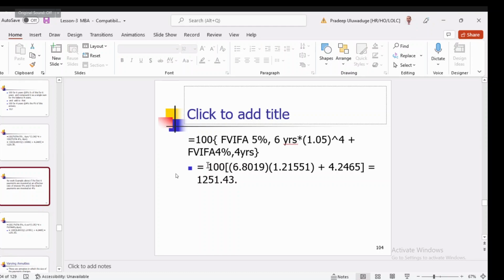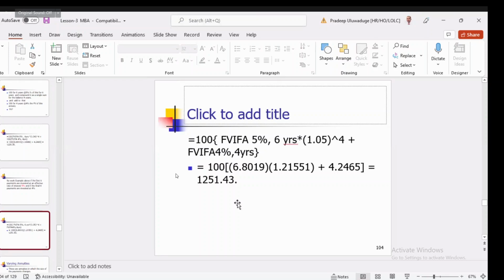So you make a change here. This is the future value interest rate at 5% for 6 years, multiplied by 1.05, because now they say it can be invested at 5% for 4 years. But here, the other one is at 4% for 4 years. So it becomes 1,251 and 43 cents.